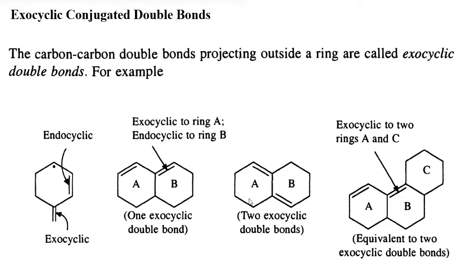Okay, and so this molecule contains two exocyclic double bonds. Consider this case: you can see this double bond which is endocyclic with respect to ring B, but it is exocyclic with respect to ring A, and also exocyclic with respect to ring C. Even though it is common to both rings, it is considered as two exocyclic double bonds, that is, one with respect to A and one with respect to C. So this molecule contains two exocyclic double bonds, right?